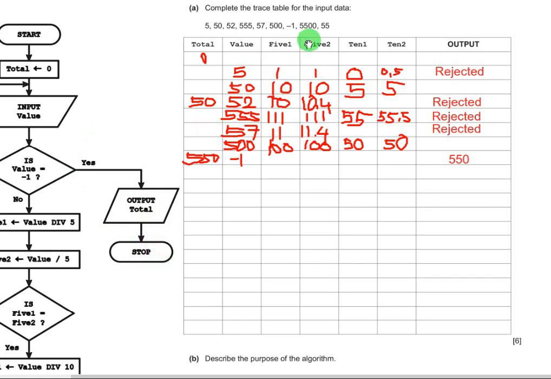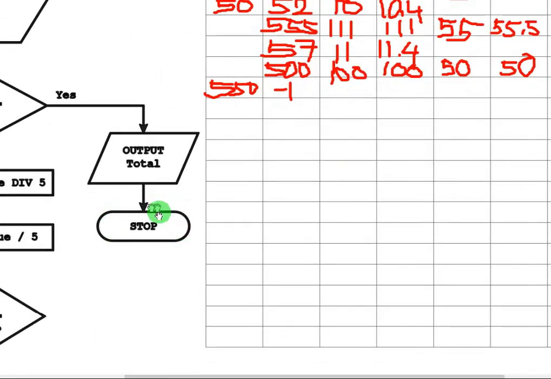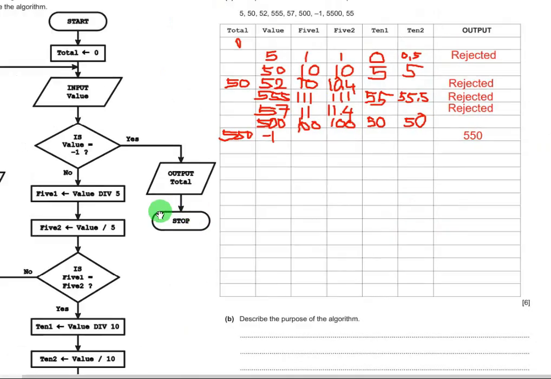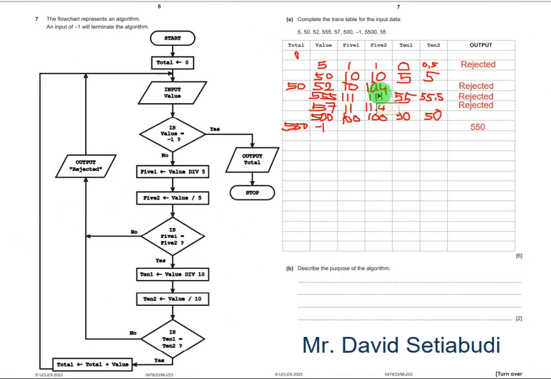So, Mr. David, what about this 5,500 and comma 55 for the next input? Guys, you may ignore this one because after -1 it stops. You see, this one it stops, so you can ignore that one. Any other input will be ignored. As we have finished 7A, let's go for 7B.